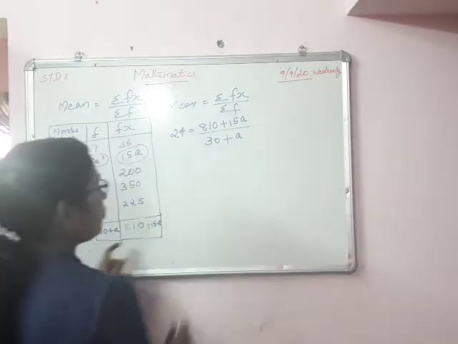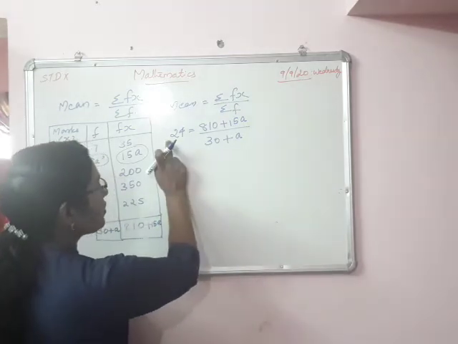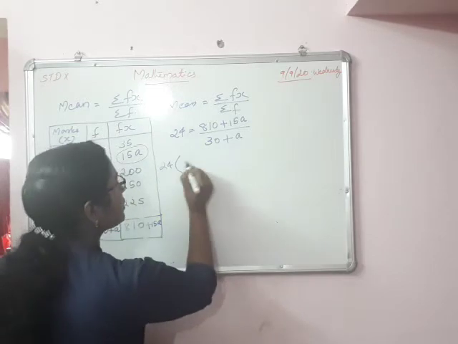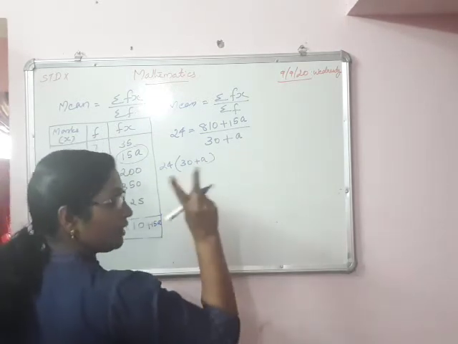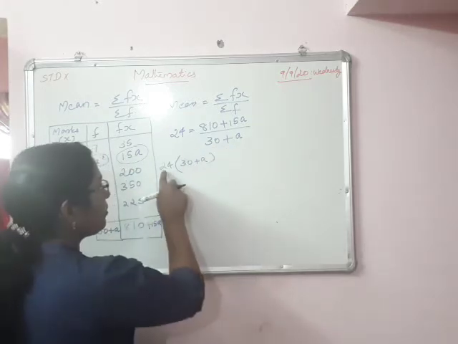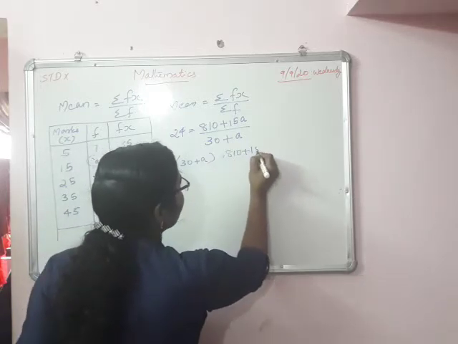Then usually we solve questions like that. How can we solve? Then 30 plus a we can multiply with the 24. How? 24 into, don't forget, 30 plus a, because there are two terms, 30 and a. So multiply with the 24 together. It's equal to 810 plus 15a.